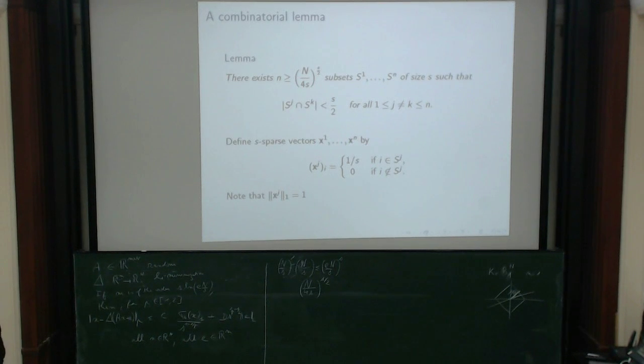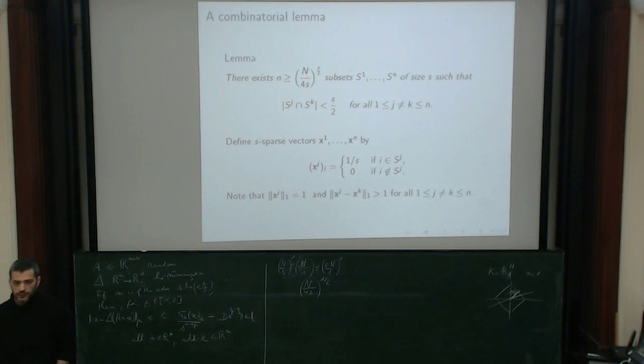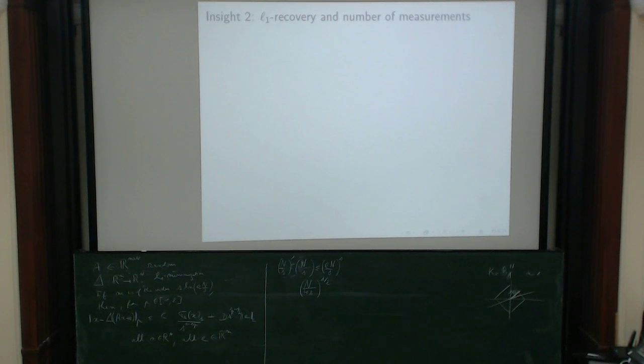What about the L1 norm of Xi minus Xj when i and j are different? Basically, you have supports that intersect not too much, in size less than s over 2. So what's left out of the support is larger than s over 2 on each side, and the entries are equal to 1 over s on the support of Xi minus Xj. So this norm is strictly larger than 1 because of the strict inequality here.